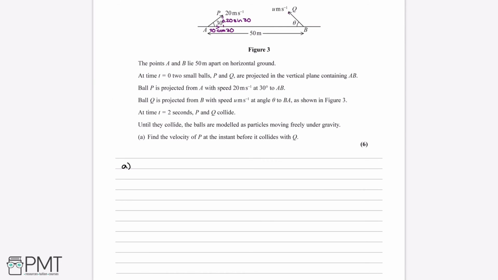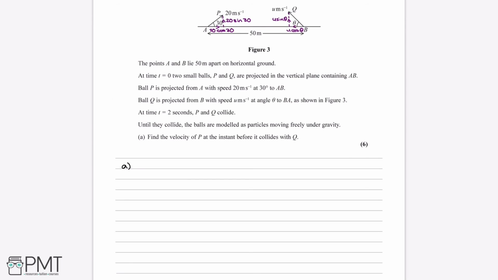And now if we do the exact same thing using the same method for Q, we know that vertically it's still going upwards, but this time it's u sin theta, and horizontally it's u cos theta, so it's the same as what we did for P, just replacing 20 with u and 30 with theta. So now we've marked this onto our diagram. If we look back at the question, it asks us to find the velocity of P, so we're going to be focusing on P over here, and we want to know the velocity of P just before it collides with Q.